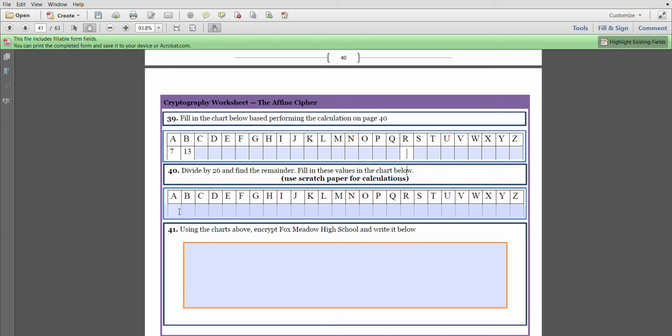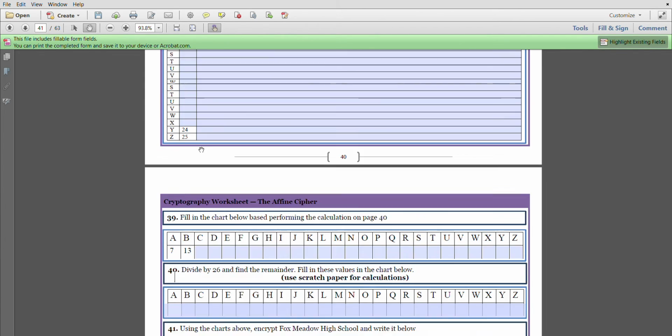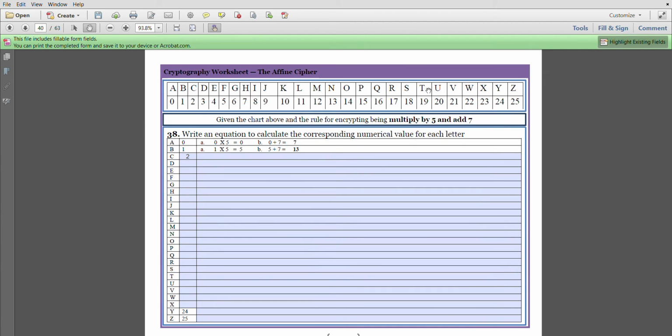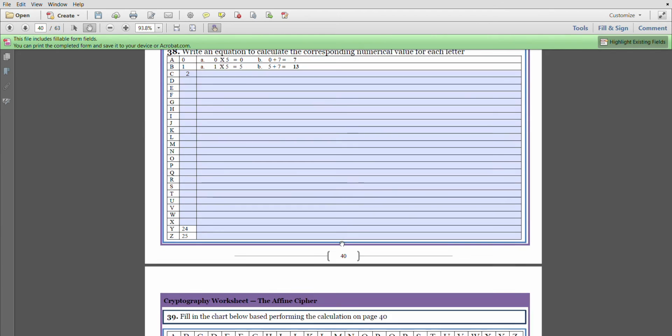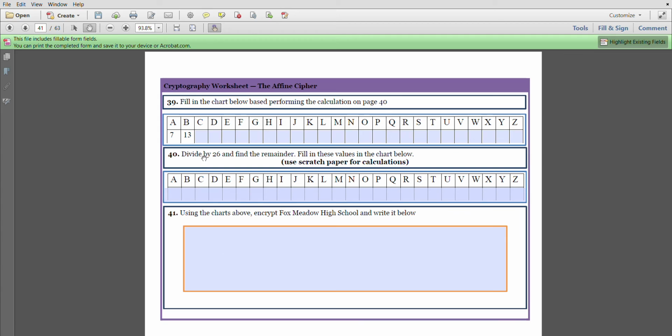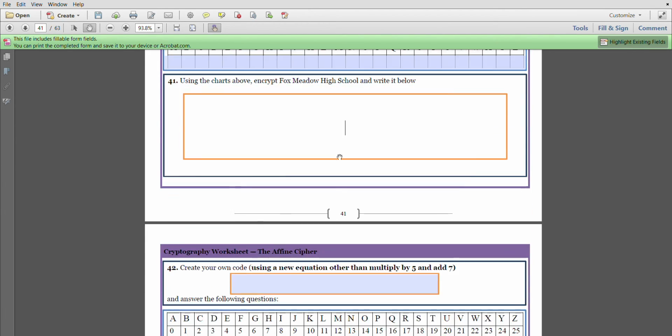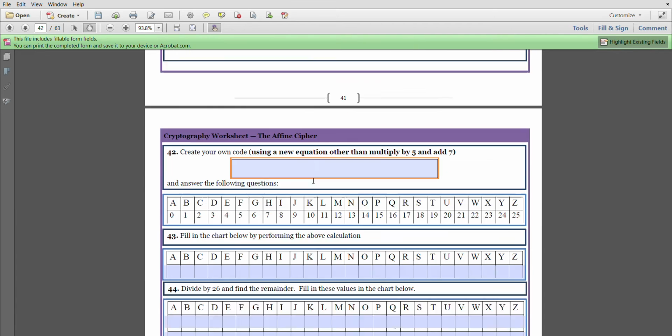So if it is above the certain number, you have to find 26. So it's going to be above 25. You divide by 26 and find the remainder. Okay? After that, using the chart above, encrypt Fox Meadow High School and write it below. So we need to see your encrypted version of Fox Meadow High School below here for page 41.